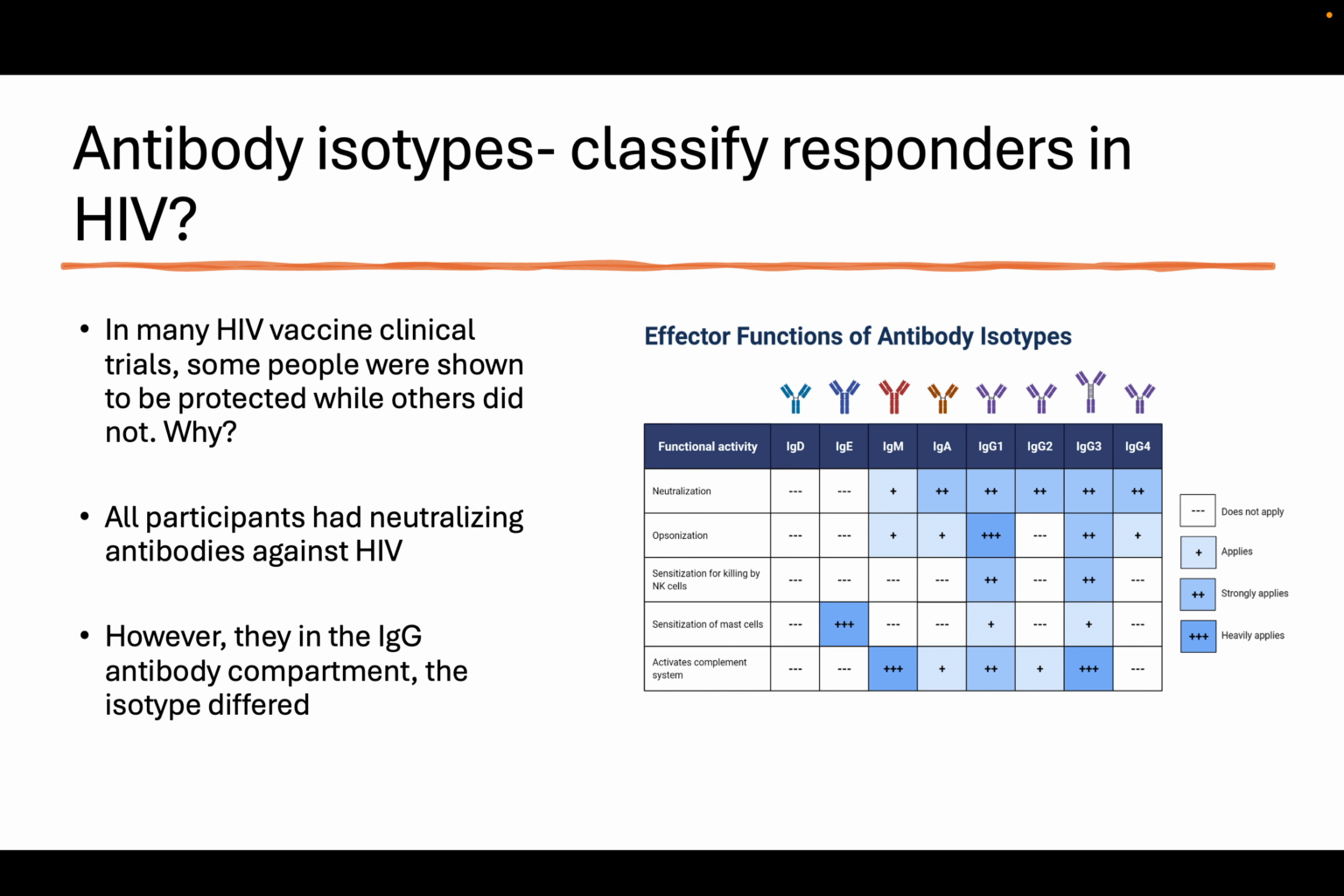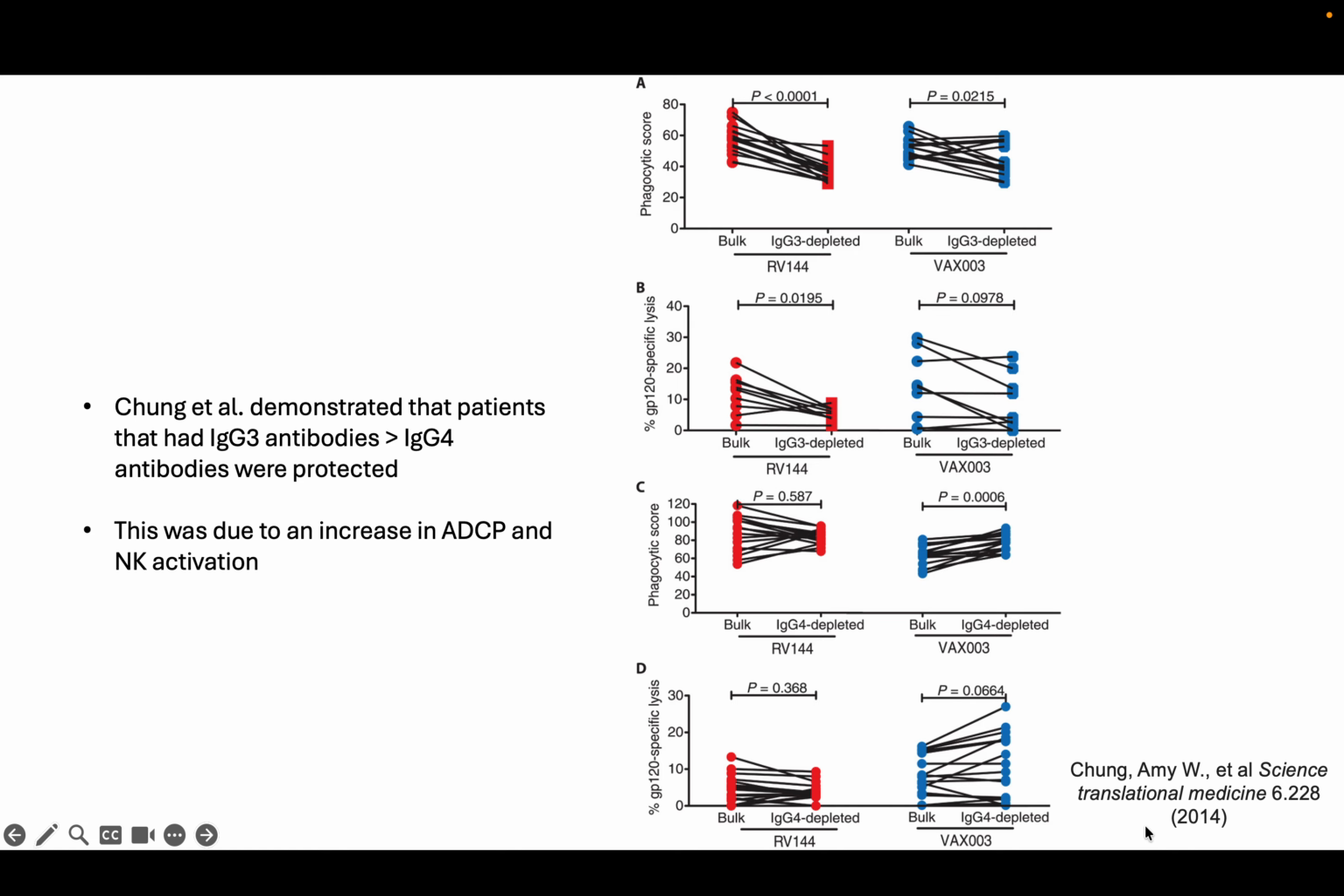One thing we started to see, specifically from HIV vaccine clinical trials, is that people that were vaccinated with this vaccine, some of them were actually shown to be protected while others weren't. But why was that? Despite all of these participants having neutralizing antibodies against HIV, some were more protected than others. Well, what people started to see is that their compartments of IgG, the types, really were different. This specifically came from Amy Chung.